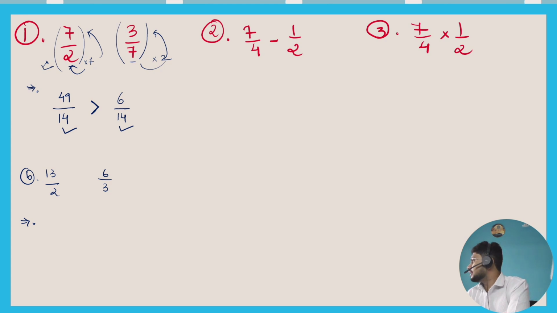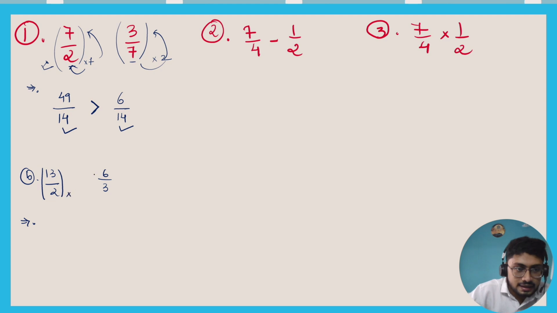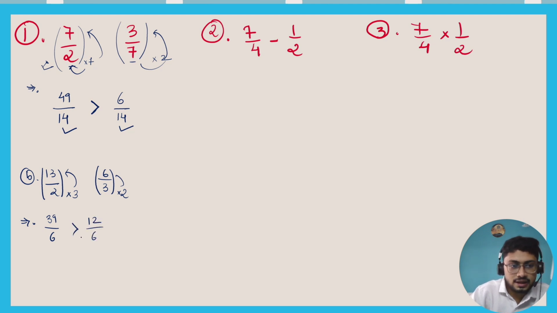So you cannot directly decide which number is greater. For that, you first have to find the LCM. What is the LCM of 2 and 3? It's 6, so we are multiplying by 3 over here and by 2 over here. 13 threes are 39, 3 twos are 6, 2 threes are 6. Which one is greater? Again, 39 upon 6 is greater.